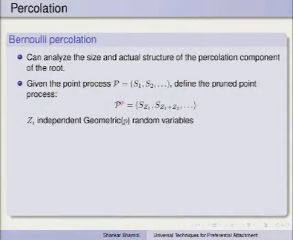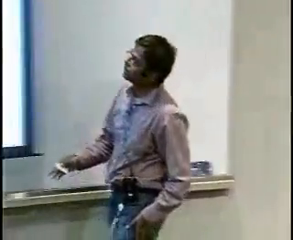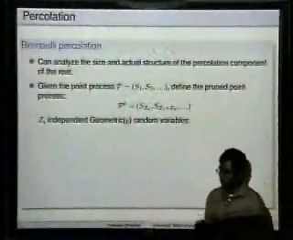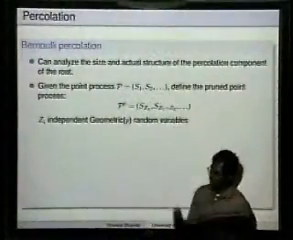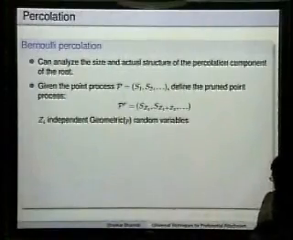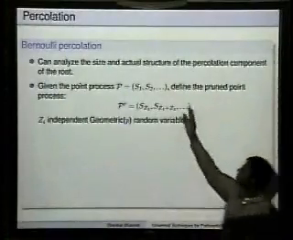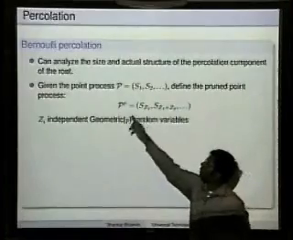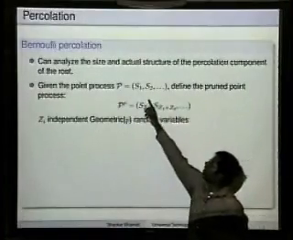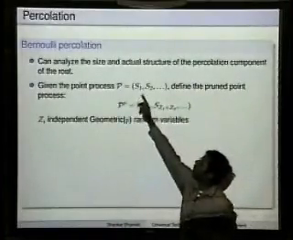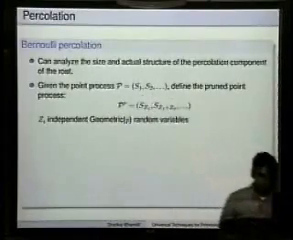So how does one go about doing this? Remember, given any model, I constructed a point process, and then I constructed a continuous time branching process and analyzed this. Corresponding to a point process, you can define a pruned point process. What is this? I basically keep each of these points with probability p and remove them with probability 1 minus p.